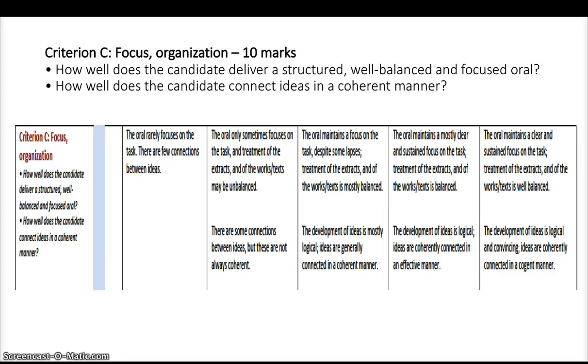The next criterion, C, is about focus and organization. First bullet point: how well does the candidate deliver a structured, well-balanced, and focused oral? It needs to be structured, there needs to be a sense of balance, and it has to be focused throughout. And how well does a candidate connect ideas in a coherent manner? Going from one idea to the next, is it logical? Do the ideas flow together, and are you guiding us along?